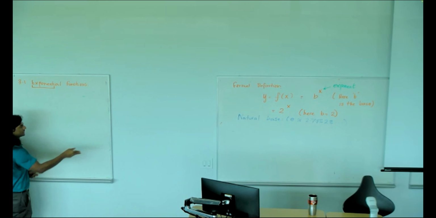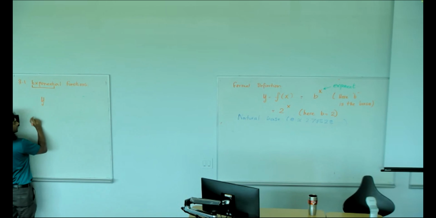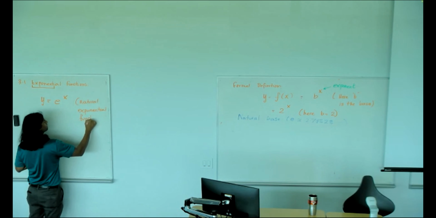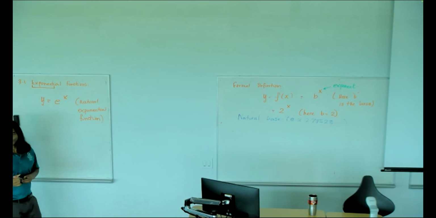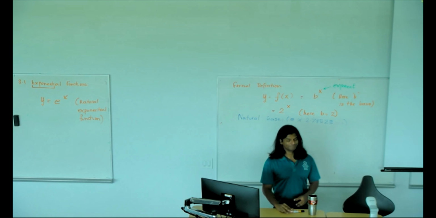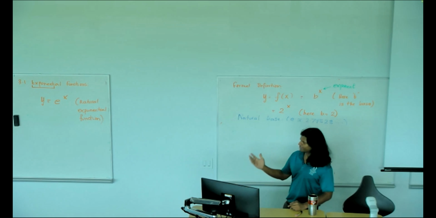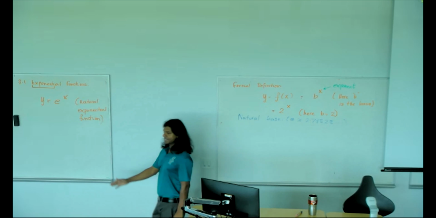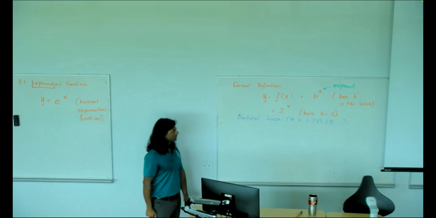So e is the natural base. When we write y is equal to e raised to x, this is simply a natural exponential function. So in math, when we talk about exponential functions, naturally we go to e raised to x. If they don't specify the base, it is always e raised to x. Good? Okay.